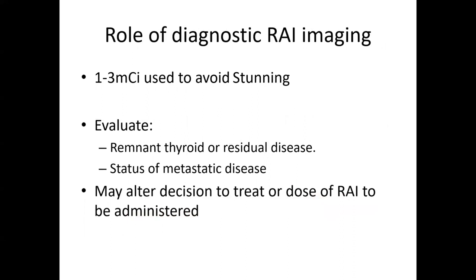USG. If we use RAI imaging for diagnostic intent, here we want to evaluate the remnant thyroid tissue status or some residual disease or the status of loco-regional or metastatic disease. The dose given for diagnostic imaging is between 1 to 3 millicurie, and this is done to avoid stunning. The results of this imaging may help us alter the decision to treat or not to treat, and also help us decide the dose of RAI to be administered.